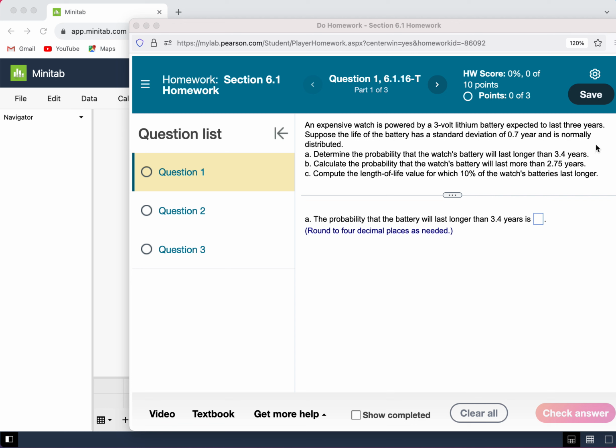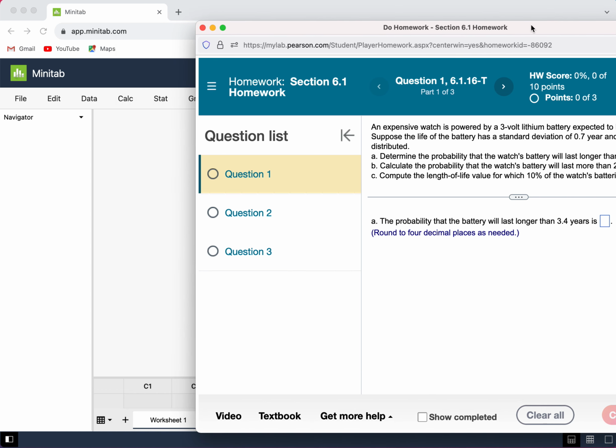So we are using the normal distribution here. The problem is telling us that it is normally distributed. The tricky part about this problem is that it's not quite as clear what the mean is. We know the standard deviation is 0.7 year, but we don't see the word mean or the mu symbol in the problem. The mean here is actually 3 because the battery is expected to last 3 years. That's an expected value, which, as you may or may not remember, is also the mean. So the mean is 3, the standard deviation is 0.7. So let's go to Minitab.